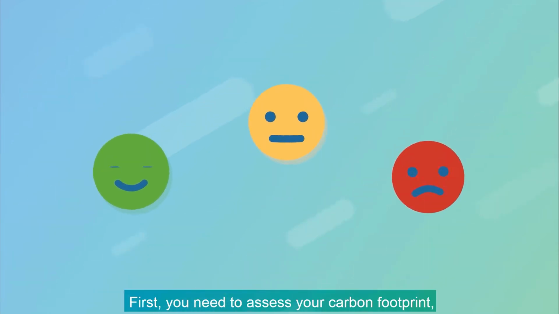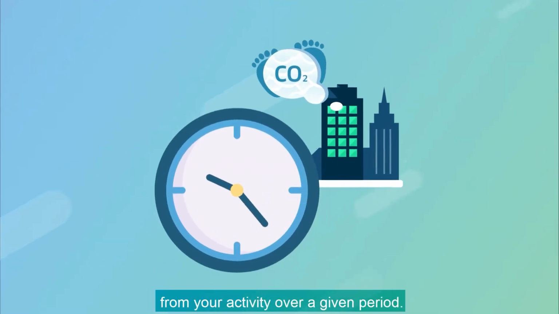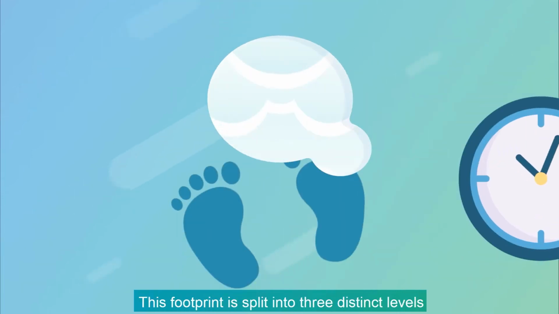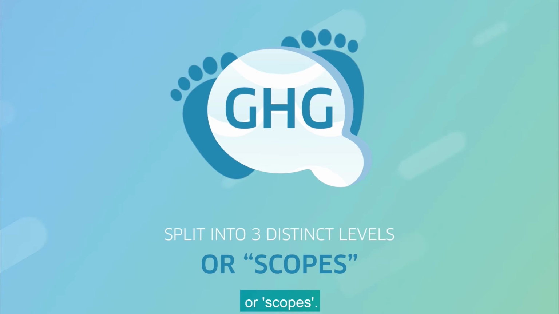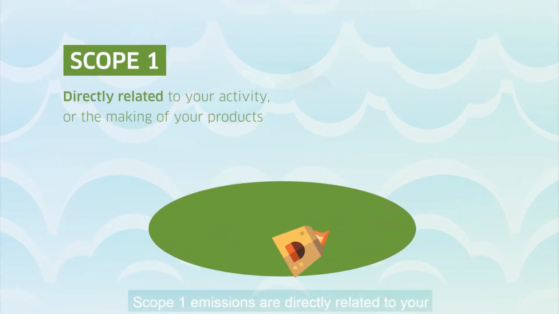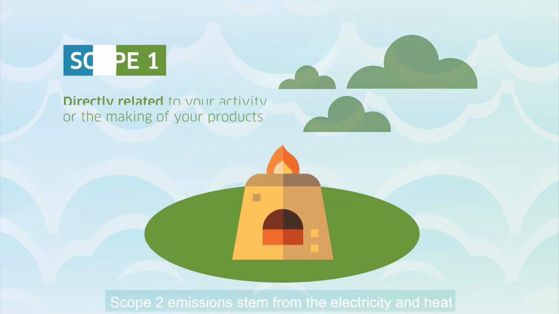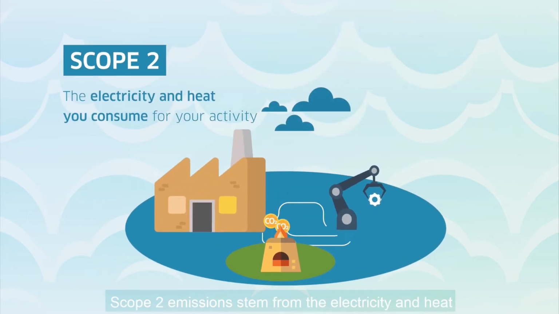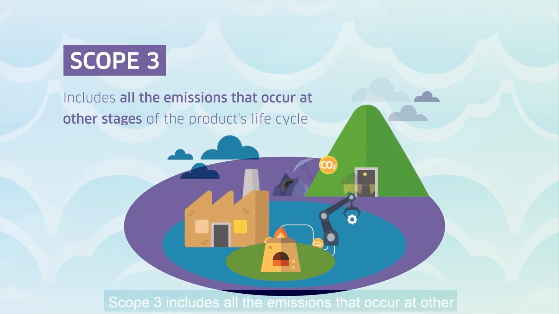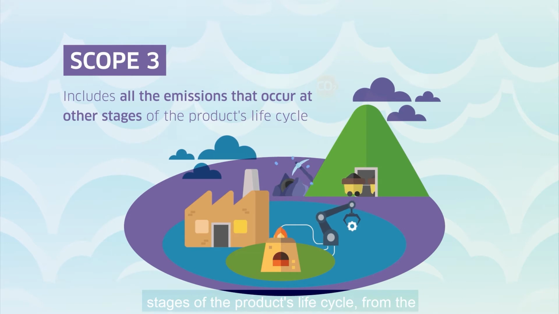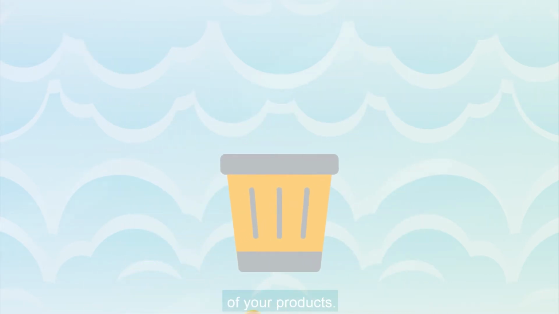First, you need to assess your carbon footprint, or the amount of greenhouse gases resulting from your activity over a given period. This footprint is split into 3 distinct levels, or scopes. Scope 1 emissions are directly related to your activity, or the making of your products. Scope 2 emissions stem from the electricity and heat you consume for your activity. Scope 3 includes all the emissions that occur at other stages of the product's life cycle, from the upstream supply chain to the end of life of your products.